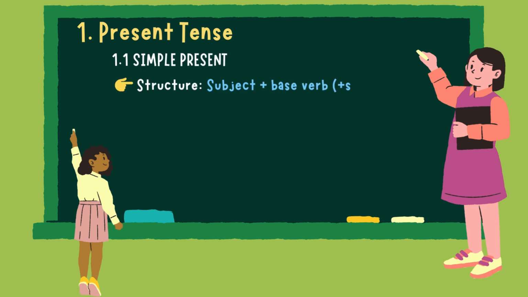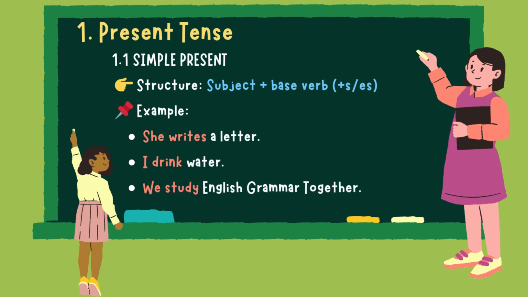Present tense. 1.1, simple present. Structure: subject plus base verb. Example: she writes a letter. I drink water. We study English grammar together.